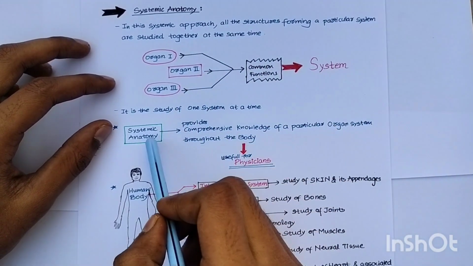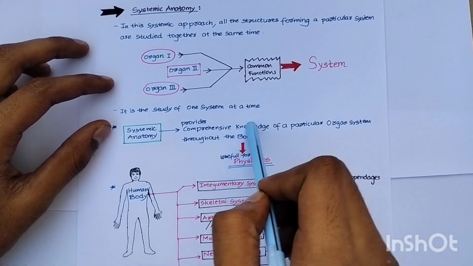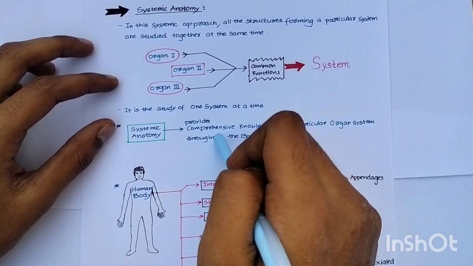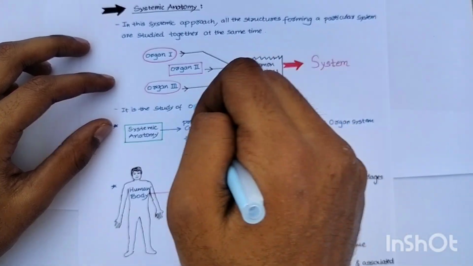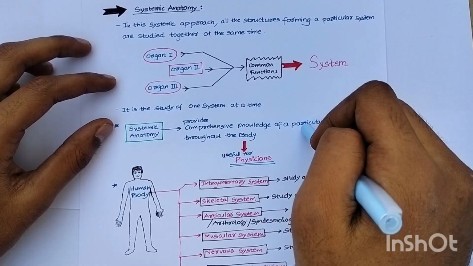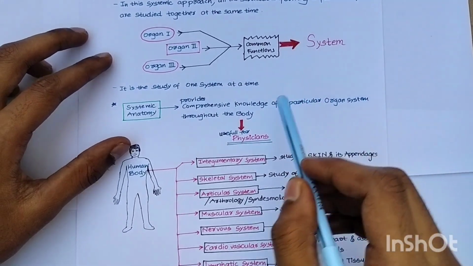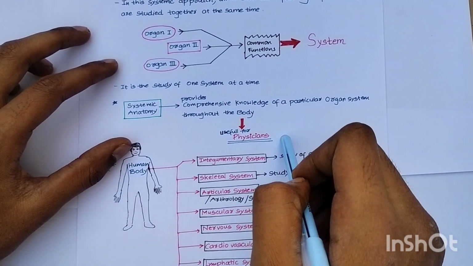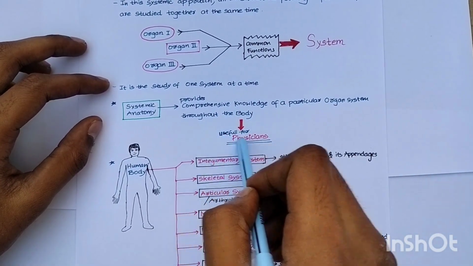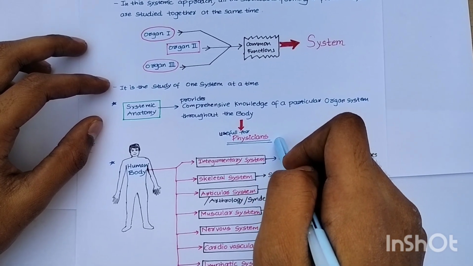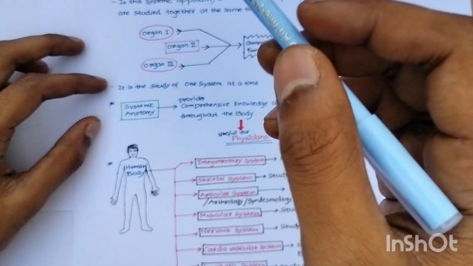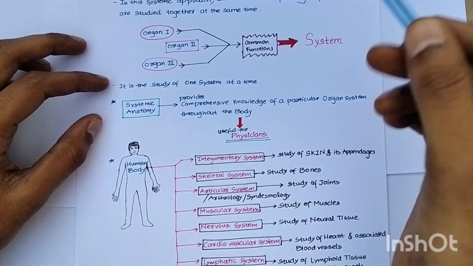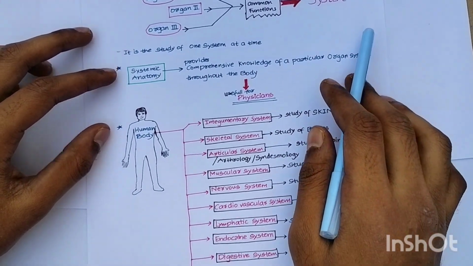So we have already discussed. Systemic anatomy provides comprehensive knowledge of a particular organ system throughout the body. About a particular system, it will give knowledge in a comprehensive way. So it is useful for physicians, like neurophysicians. They will study more about the nervous system itself, right? And what that nervous system does to the other systems. So it will be useful for them.